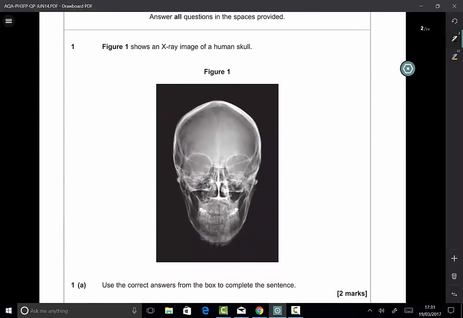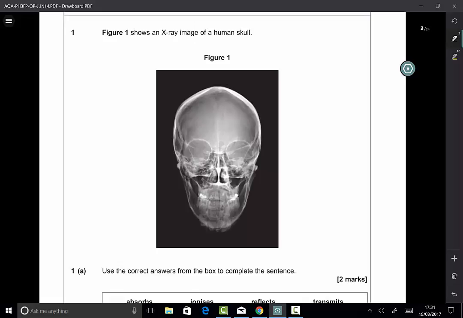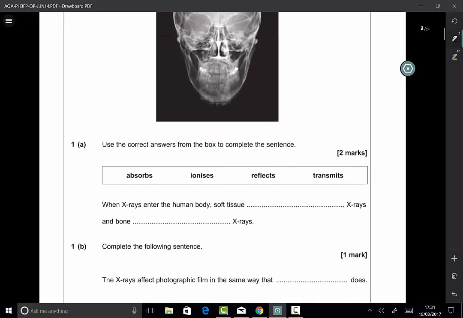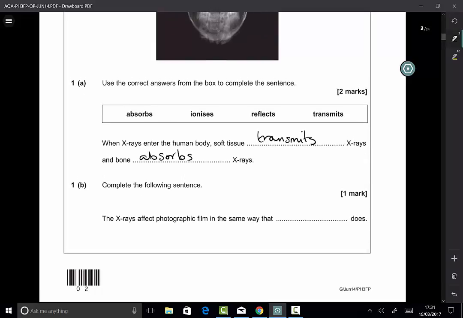So we start with a beautiful x-ray of a human skull, and we need to use the answers from the box to complete the sentence. So when x-rays enter the human body, soft tissue transmits, that means allows it to pass through, and bone absorbs the x-rays. The x-rays affect photographic film in the same way that light does.